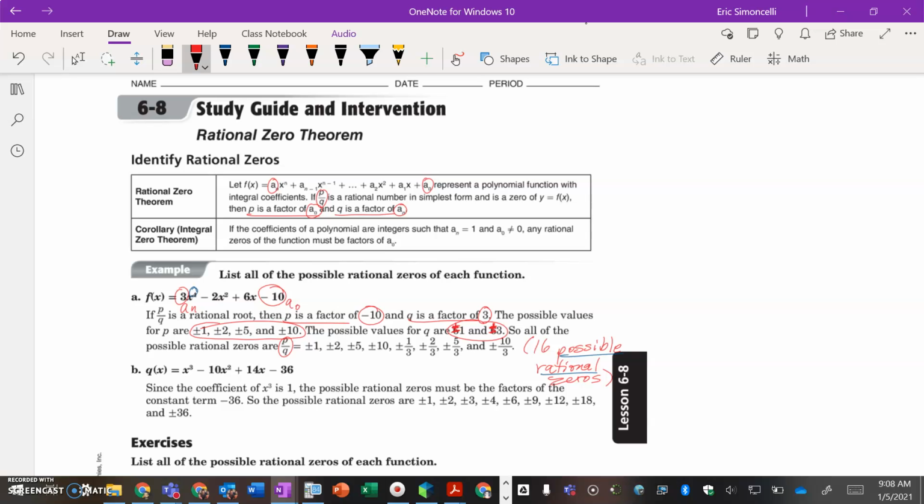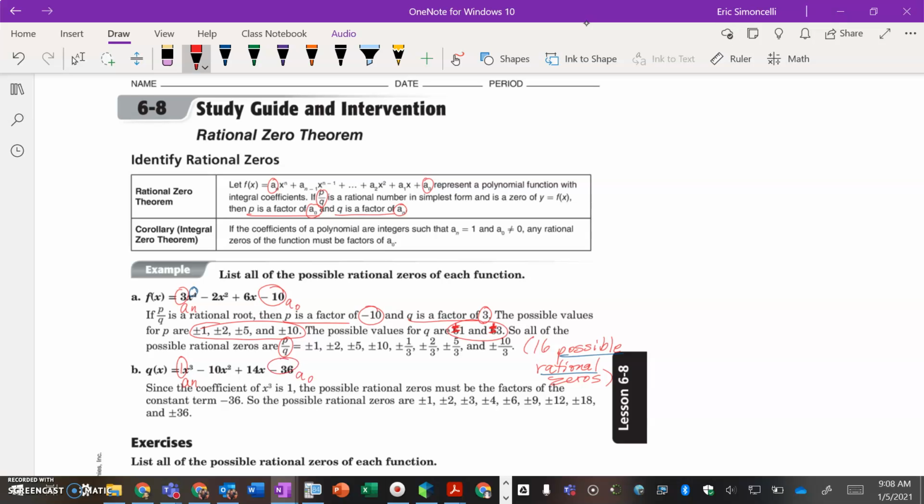And that's what we're going to be testing eventually. We're going to be testing to see if out of these 16 possible rationals, which ones are good answers or actual answers. Part B, x cubed minus 10x squared plus 14x minus 36, wherein we can see here as your a sub n, there's your coefficient, your leading coefficient, while this is your a sub 0.